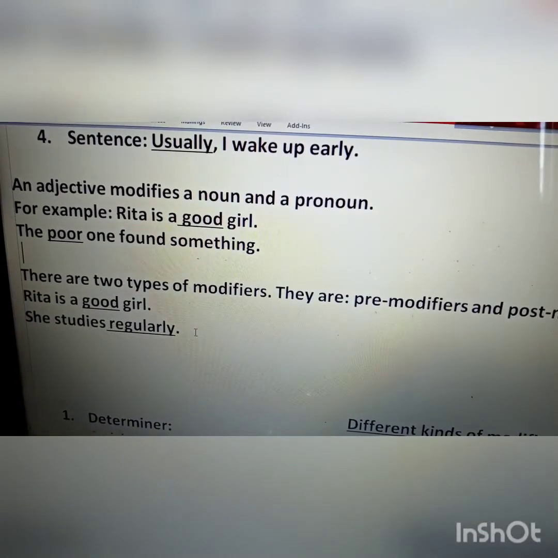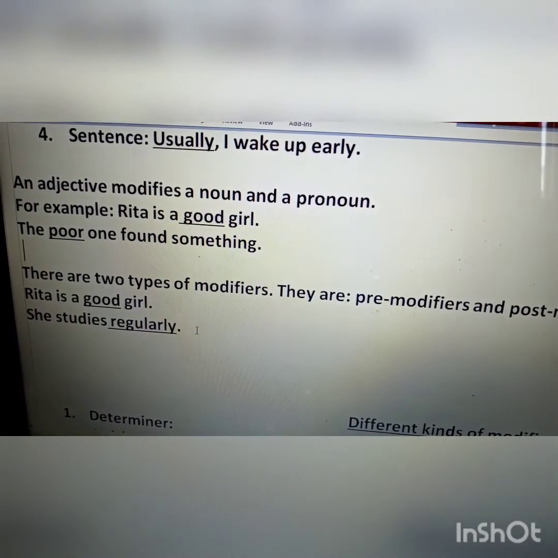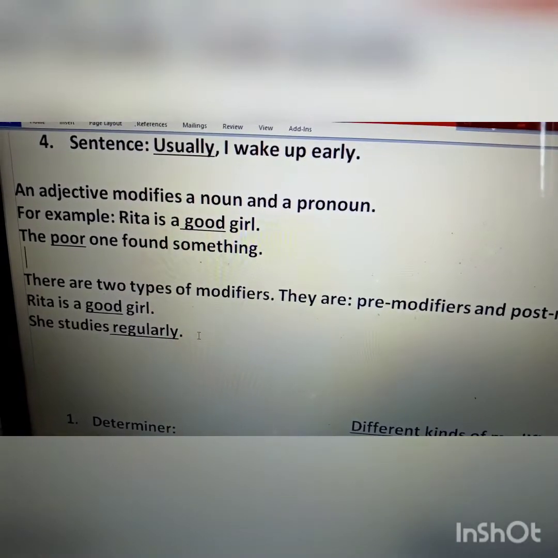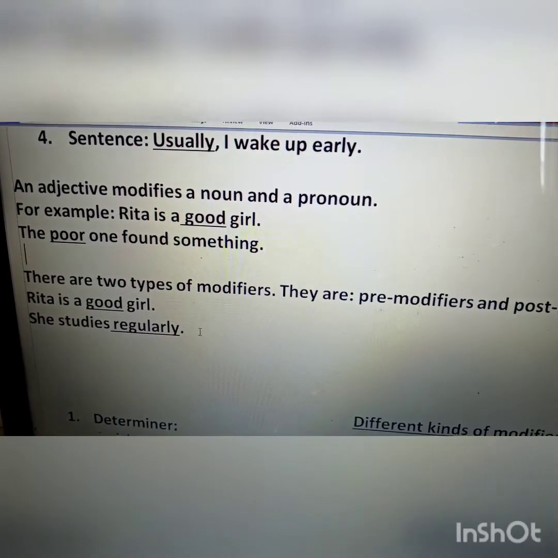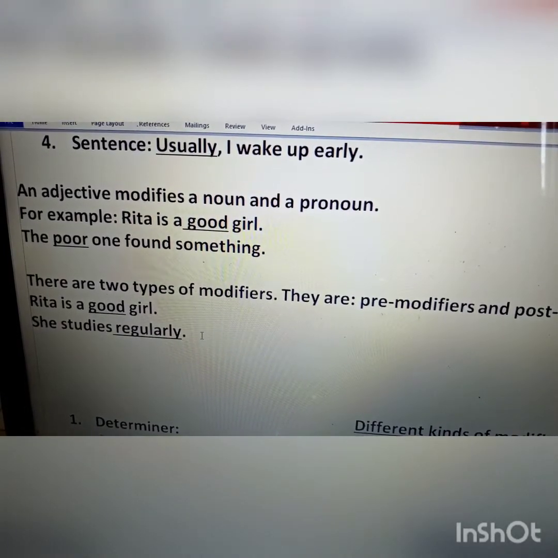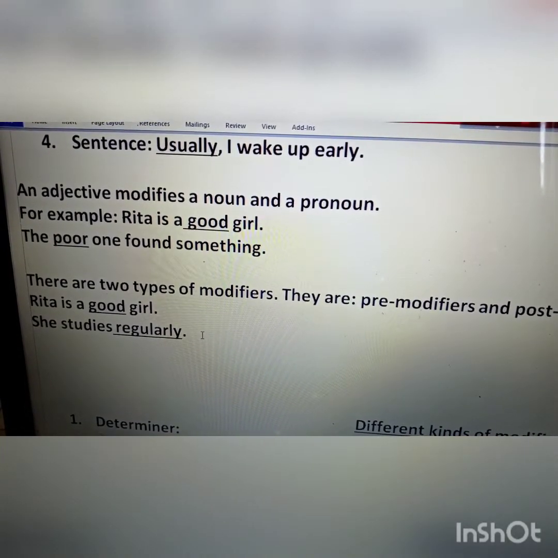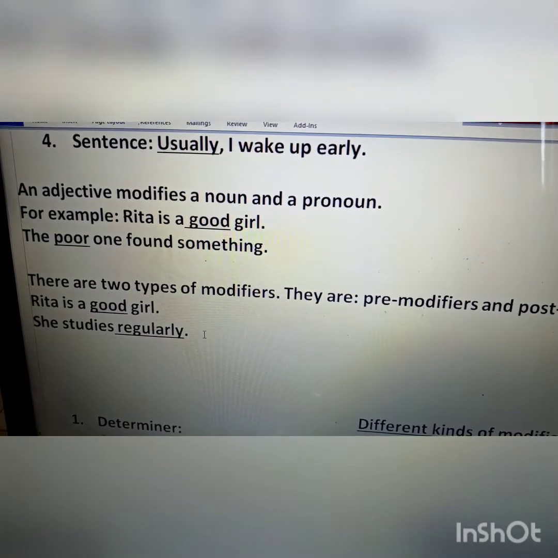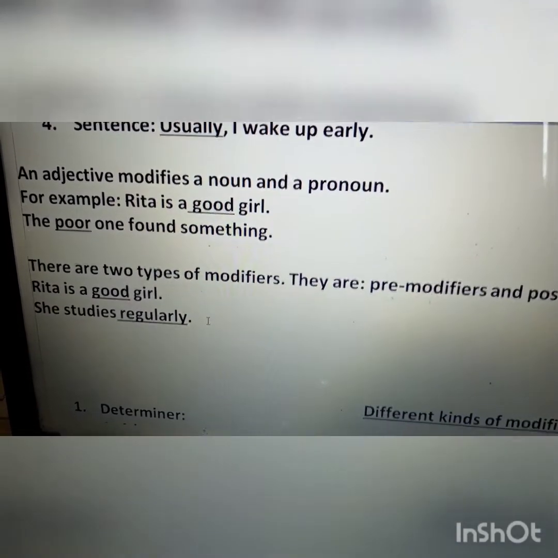Therefore, we can also see that an adverb also modifies a sentence. In the example, we can see: usually I wake up early. Here, usually is the word which modifies the whole sentence, I wake up early. So here, usually is the modifier which modifies the whole sentence.